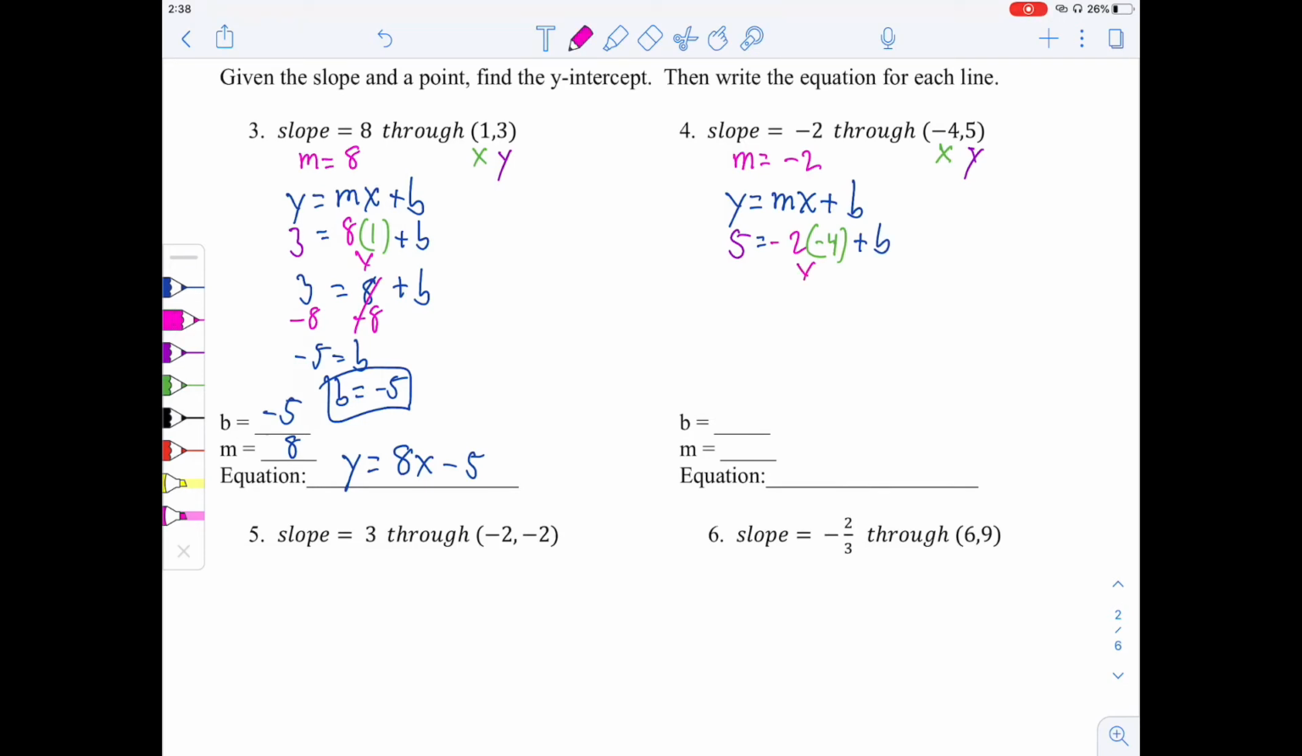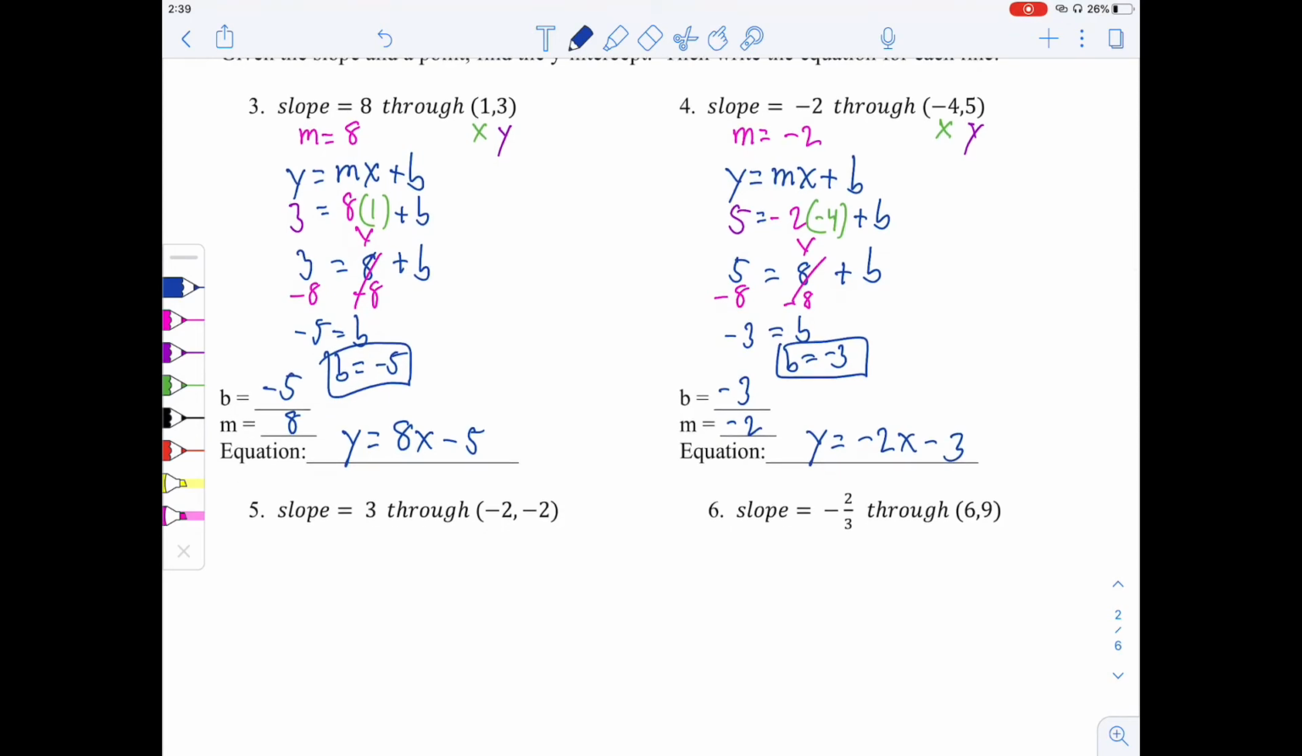Then calculate that out. Negative 2 times negative 4 is positive 8. Bring it down. Then to solve, we subtract 8 from both sides and we get negative 3 equals b, or b equals negative 3. Our slope was given as negative 2, so our equation will be y equals negative 2x, because that's our slope next to x, and our b is negative 3. And that's how we got that.